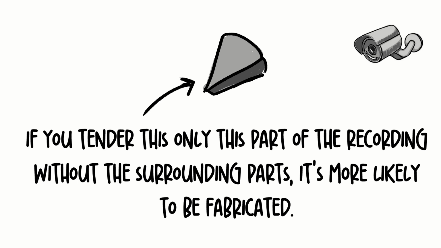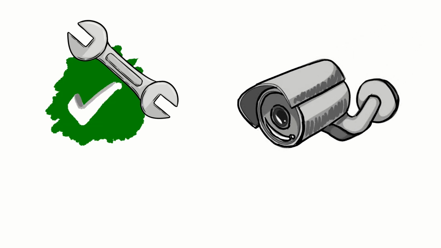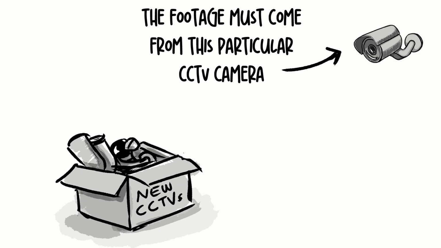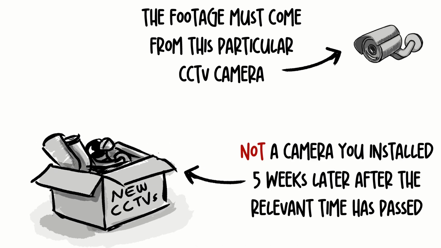3. We have to make sure that throughout the relevant period, the CCTV camera was working properly, or at least the part that stores and processes information was working properly. 4. Lastly, we have to make sure the 5-minute video footage we want to tender derives from information that was supplied to that particular CCTV camera.